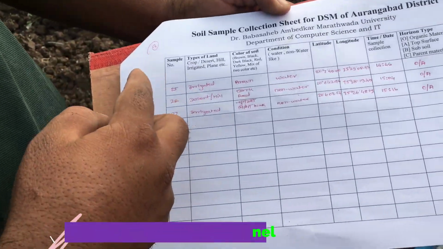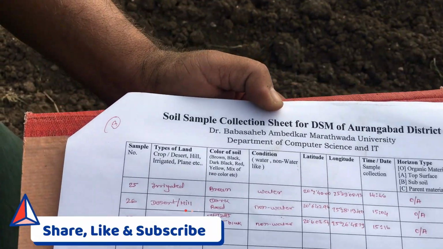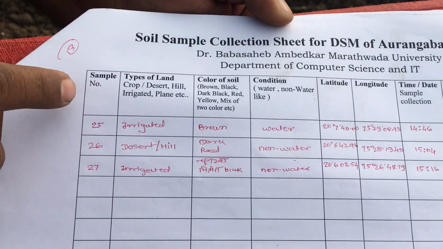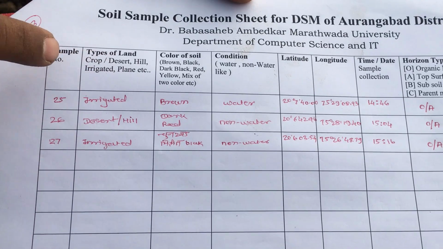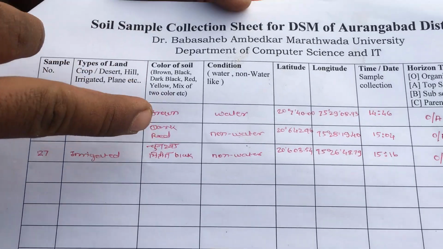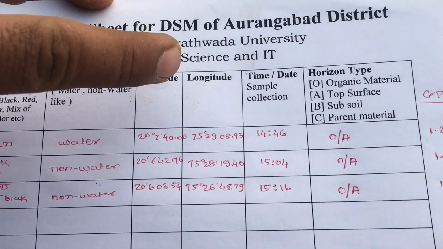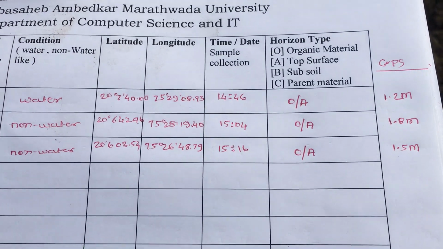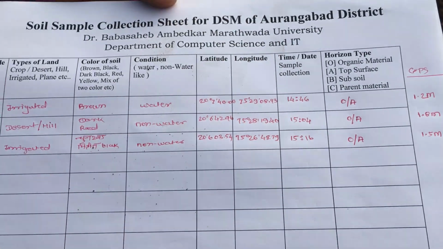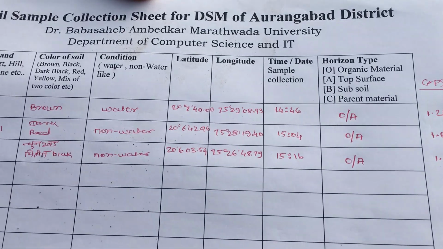You can see here this is a sample collection sheet. So first we collect the samples one by one at each location on the place. Starting, we put here the serial number, type of the land, whether cropped land, desert land, or hilly regions, then soil color, what is the condition of that land, and then the next columns are longitude, latitude, what time we are collecting that soil, and the date is also mentioned here, and then type of soil, horizon types: the top surface, subsurface, as well as bottom surface.